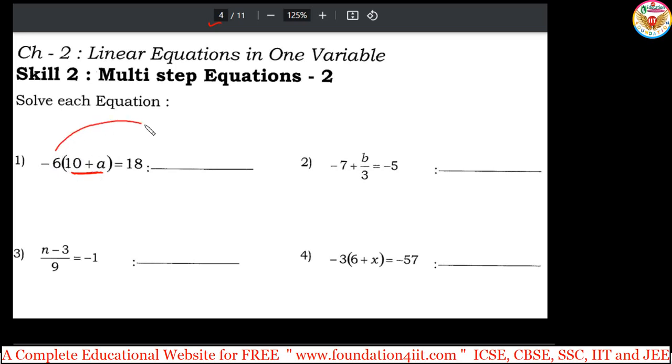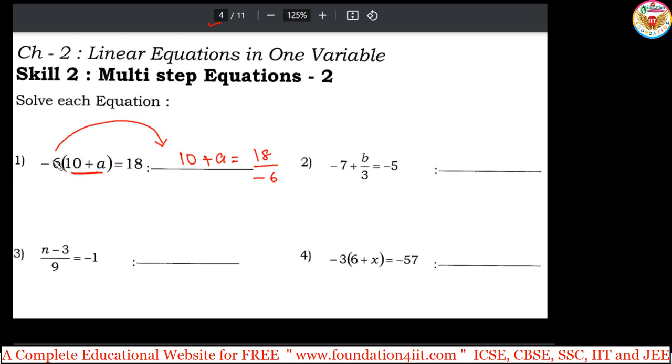So minus 6 should be taken to this side. This minus 6 does not become plus 6. Don't forget, minus 6 is multiplying with this. So that means 10 plus a is on the LHS side. 18 is there already on the RHS. Minus 6 is multiplying this set, so it should be divided on this side. Same as it is, minus 6, but it comes to the denominator place of 18.